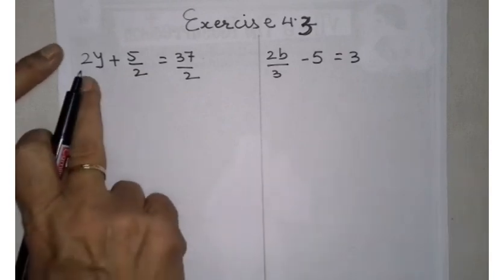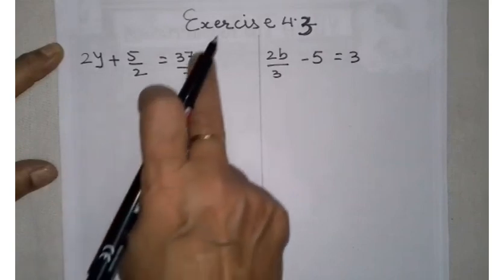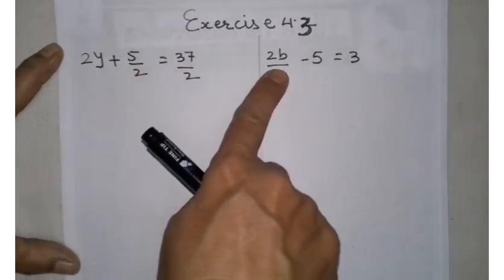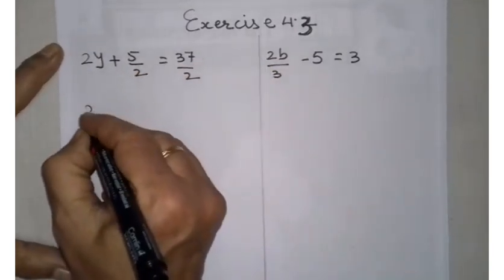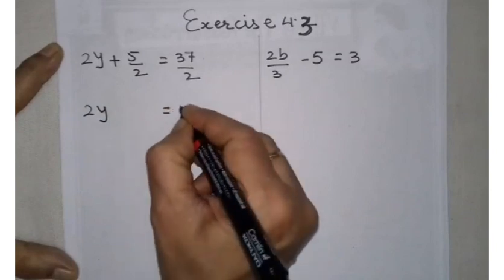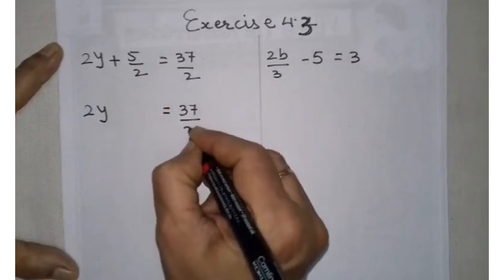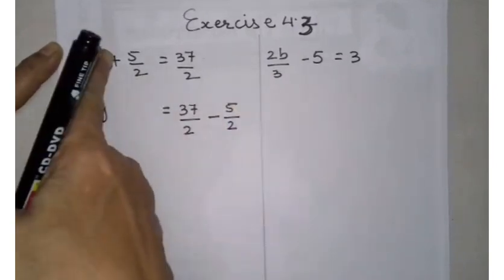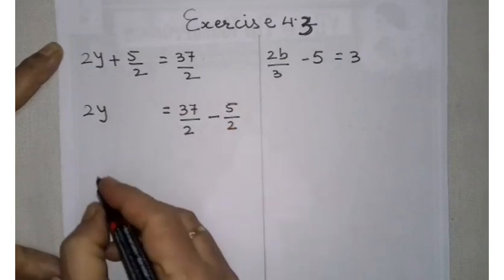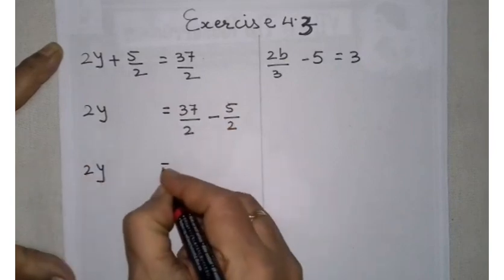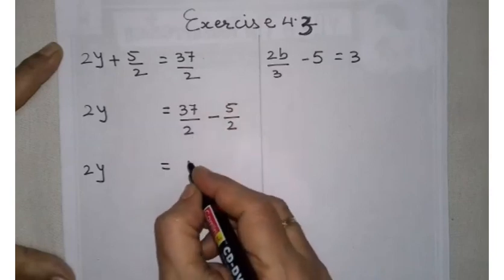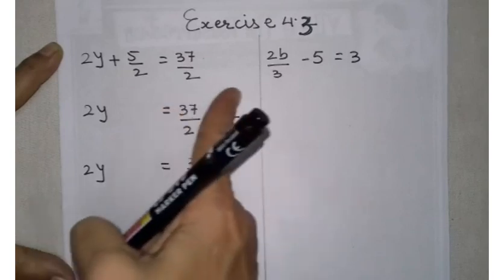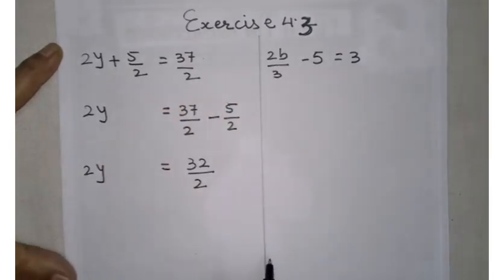Understood? Now here, 2y plus 5 upon 2 is equal to 37 upon 2. First we will take this 5 upon 2 to the right hand side. So what will come? 2y is equal to 37 upon 2 minus 5 upon 2. Why minus? Because here it is a plus. We are changing the sign. Now 2y is equal to 37 minus 5, how much is it? Correct, 32 upon 2. Denominator is same, so we will subtract the numerators. Clear?